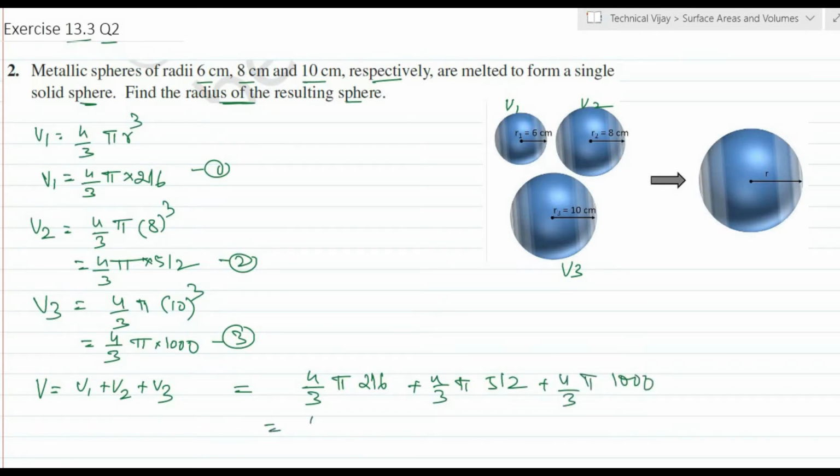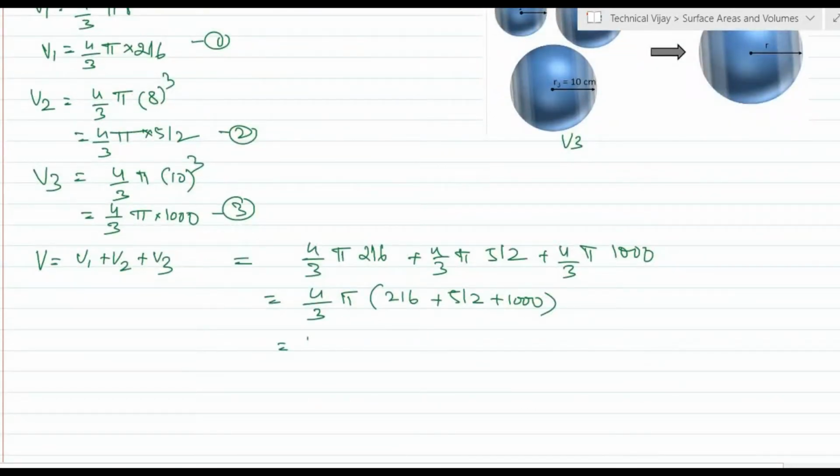So 4 by 3 pi I will take common. Here 216 plus 512 plus 1000. So this is equal to 4 by 3 pi, and adding all three, 1000, 512, 216, gives 1728. Now this is the volume.